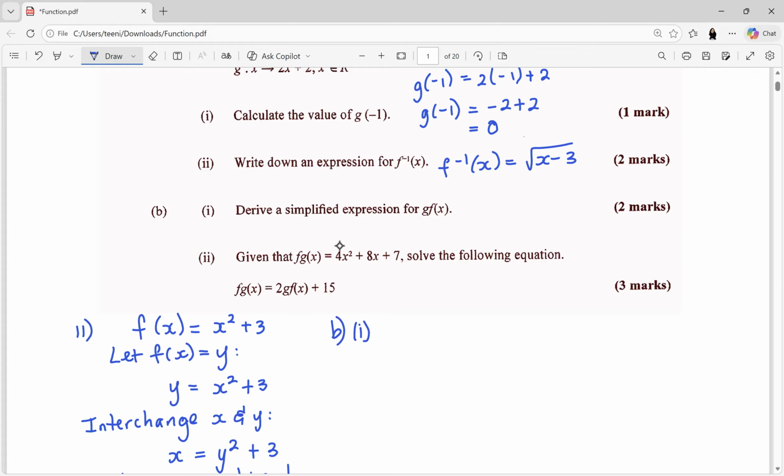All right, who's going to help me with this one? To find g of f of x. Let me see. Me, Miss. Yes, Aiden. Let's go.